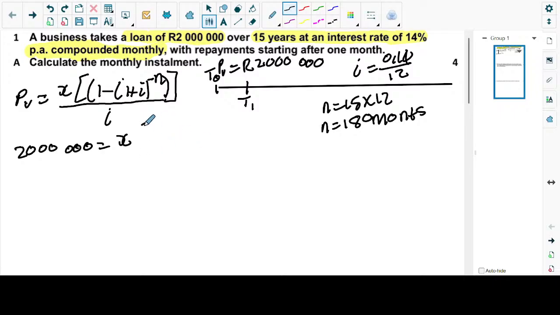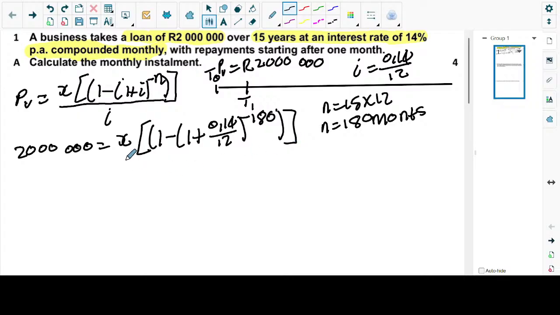So it's X, open bracket, open the other bracket, 1 minus, open the other bracket, we have 1 plus, our i is 0.14 all over 12, then we close the bracket, to the power of minus n. Our n is 180, so we have to the power of minus 180. Close the bracket, close our bigger bracket, all over i. Our i is 0.14 all over 12.